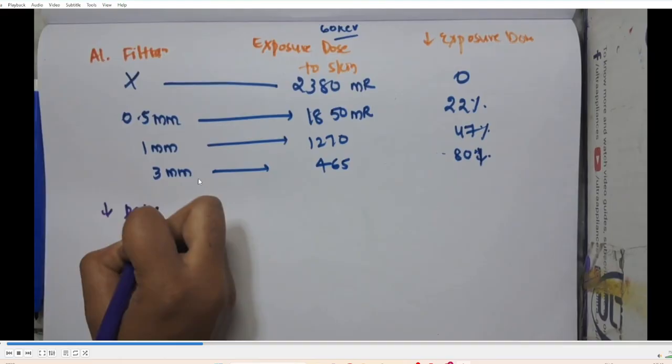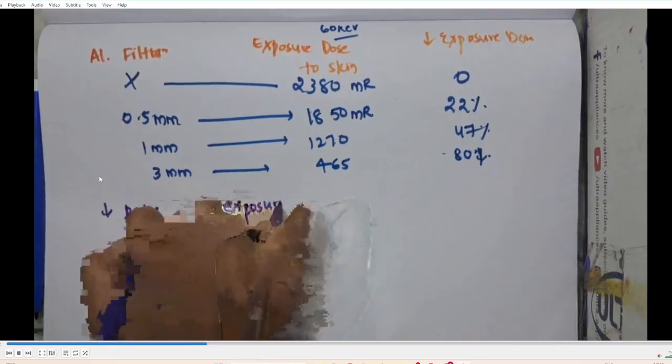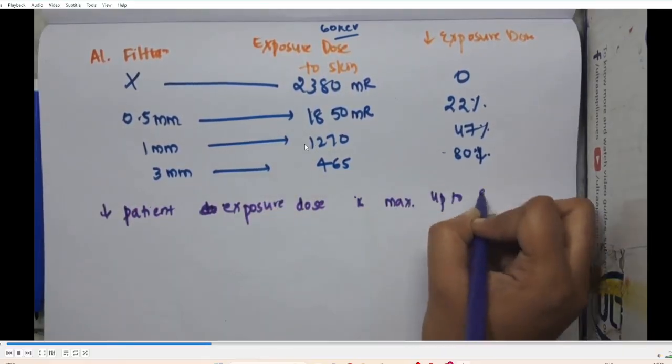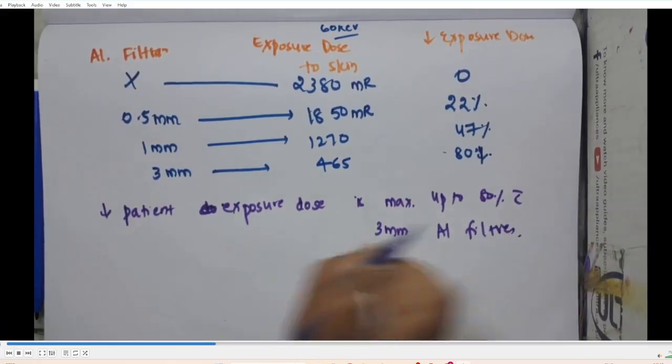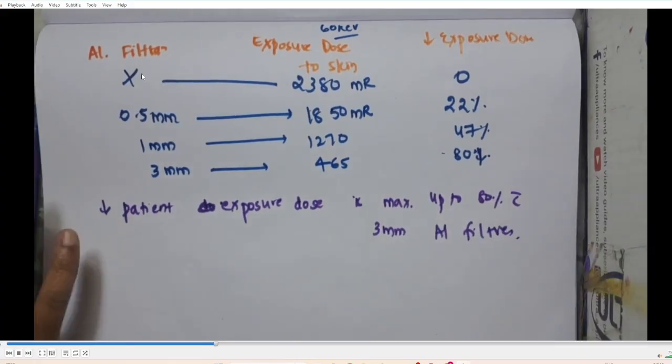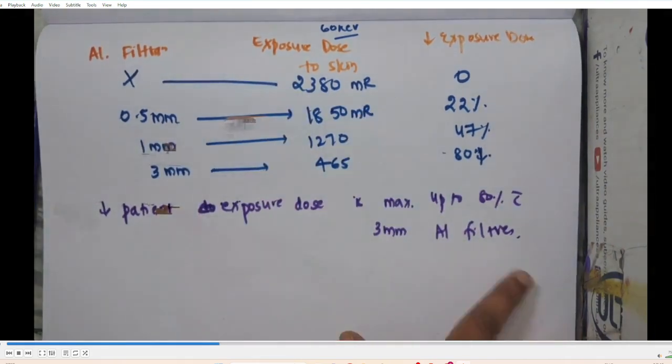These percentages are for a specific examination. So if you see, the decrease in patient exposure dose is maximum, up to 80% with 3 mm filters. On increasing the filtration, the exposure dose to the skin decreases, and this decrease is maximum at around 80% by using 3 mm aluminium filters.